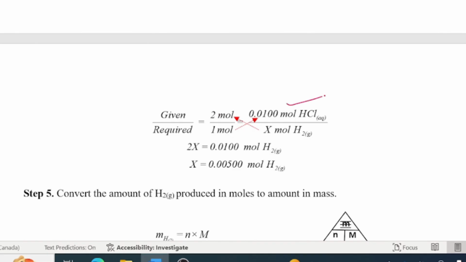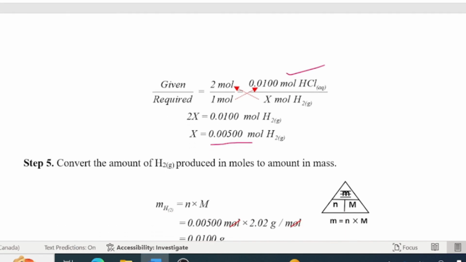Put in what you actually use. These values here are actually used in the experiment, not what you're supposed to use. So you find that. That is the number of moles of hydrogen that can be produced.